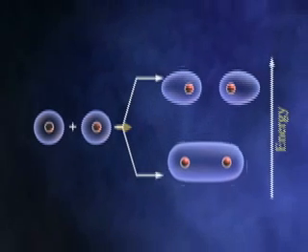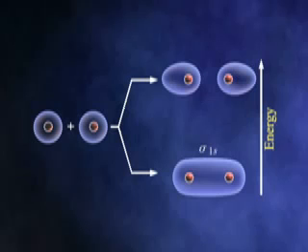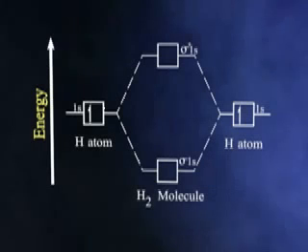The bonding molecular orbital, sigma 1s, is lower in energy than the original atomic orbitals. And the anti-bonding molecular orbital, sigma star 1s, is higher in energy than the original atomic orbitals. Like atomic orbitals, molecular orbitals can accommodate a maximum of 2 electrons each, with the electrons in the ground state occupying the lowest possible energy orbitals. The molecular orbitals in the hydrogen molecule can be represented with lines or boxes placed at the appropriate relative energy levels. The 2 electrons in the hydrogen molecule both occupy the bonding molecular orbital.